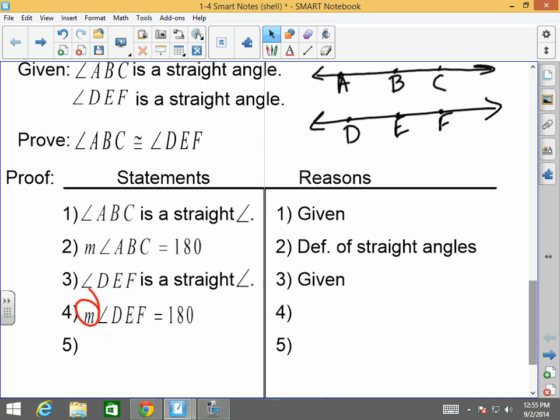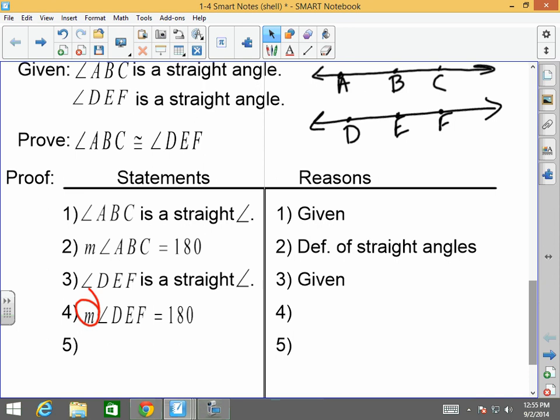Okay, does it matter which order? Well, kind of. Some people write out all the givens first, and then they expand upon it, but I find that sometimes that could be a little tedious, especially if you have 12, 10, 15 different lines of proof.